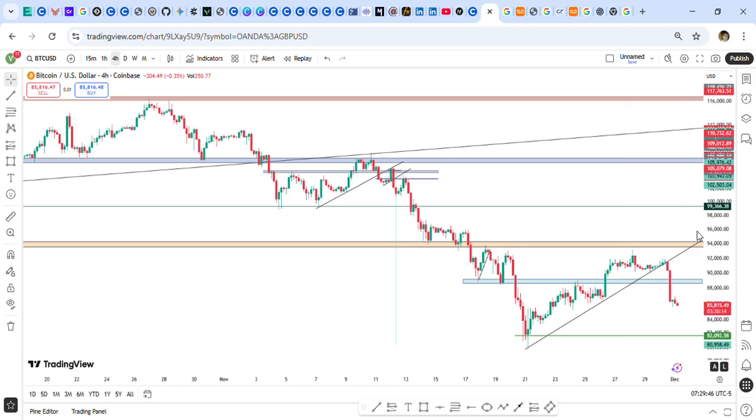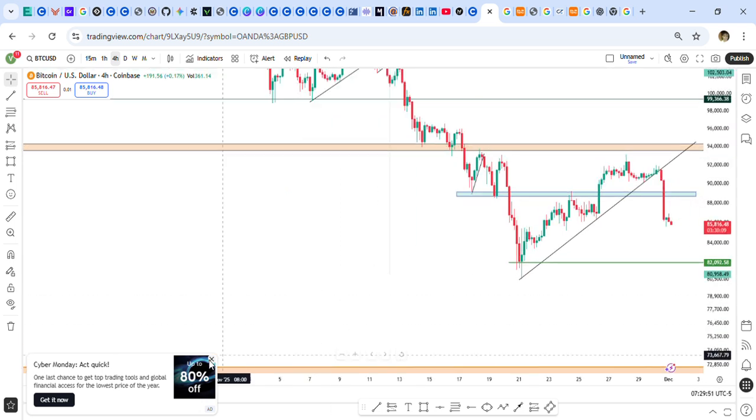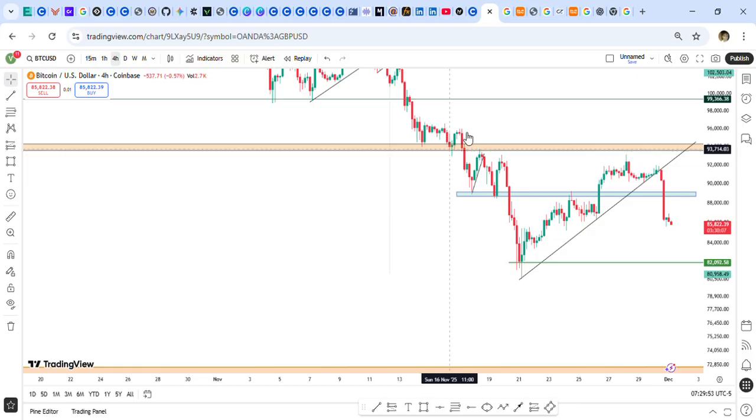Now the 4 hour is saying bearish. What do I mean by bearish? This is a lower low, lower high. Now there's this thing that I call an imperfect retest. A breakout retest, but this retest was an imperfect retest. What is an imperfect retest?